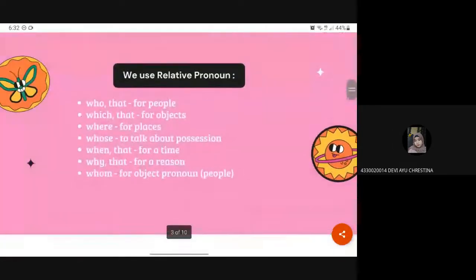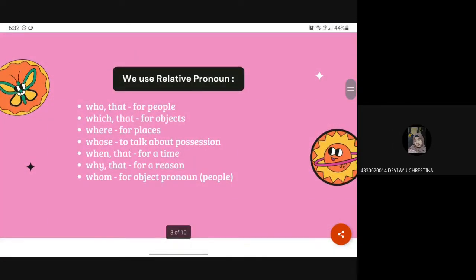We use the relative pronouns who, which, where, whose, when, why, whom. Who or that is for people, which or that for objects, where for places, whose to talk about possession, when or that for a time, why or that for a reason, and whom for object pronoun or people.